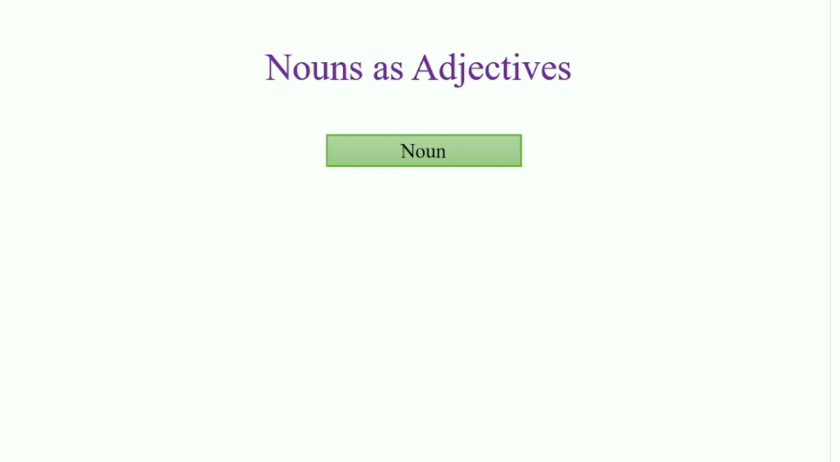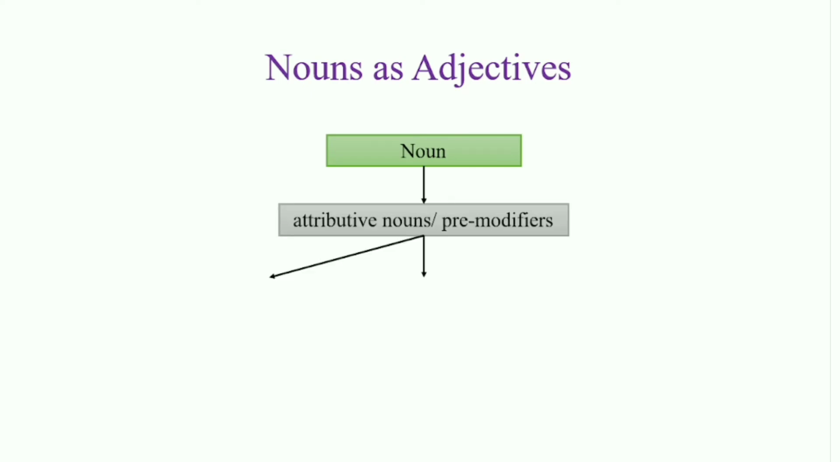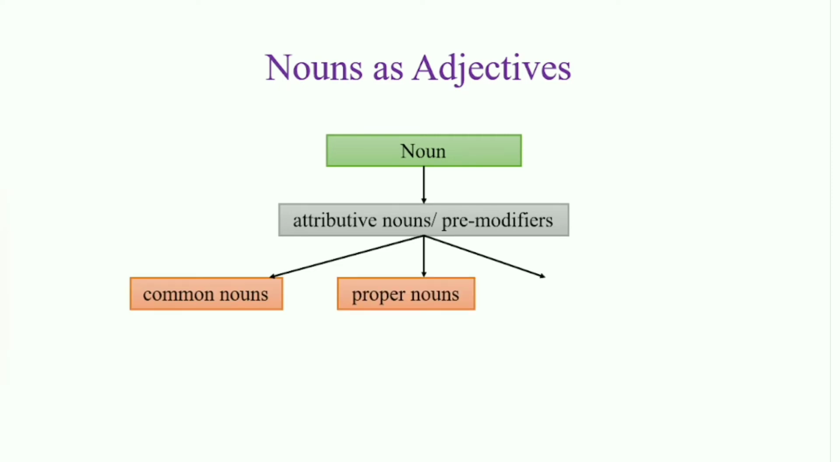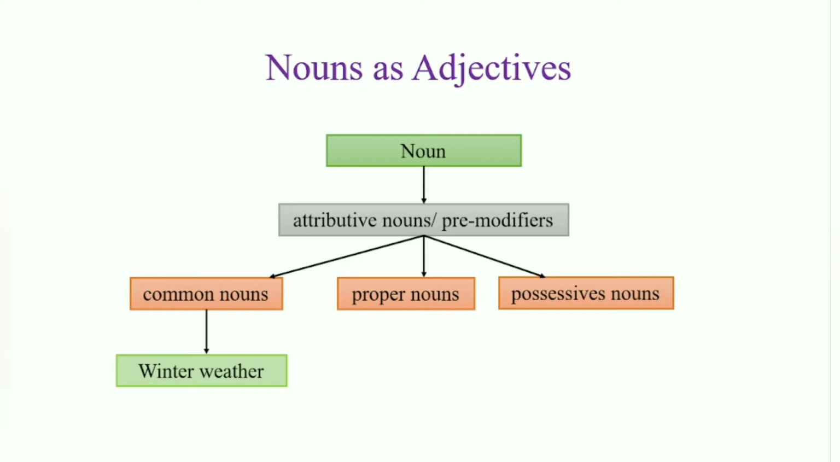Nouns can modify other nouns. So if a noun is modifying another noun, those nouns are known as attributive nouns or pre-modifiers. For instance, common nouns, proper nouns, or possessive nouns can modify another noun, like winter weather, July storms, Alice's Troy. Winter weather: winter is a common noun, it is modifying another common noun. So winter is an attributive noun or pre-modifier. While in July storm, July is a proper noun, it is modifying a common noun. So July is an adjective in its function, or it is known as an attributive noun or pre-modifier. Alice, Troy: Alice is a possessive noun that is modifying another noun.